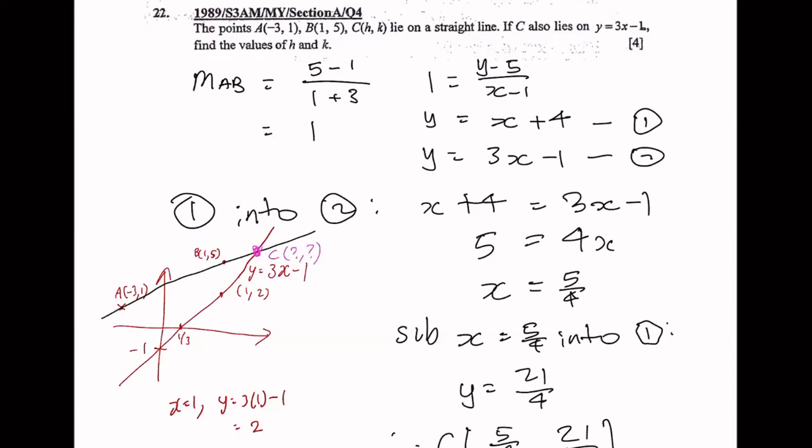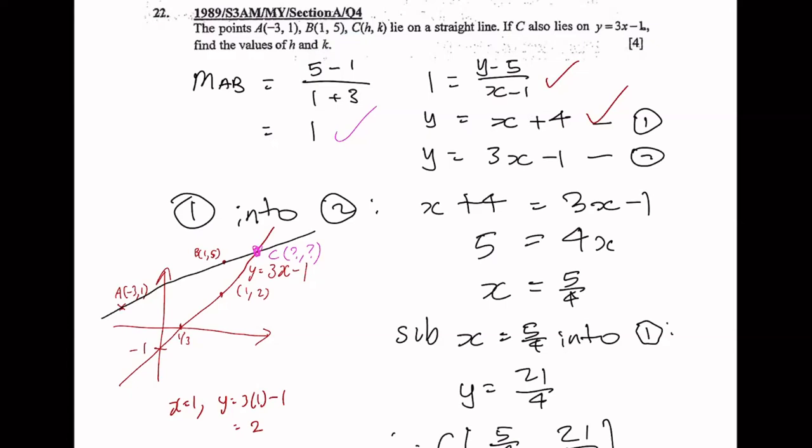Then let's see what you did. You found the gradient of AB. So 5 minus 1 over 1 minus negative 3, which is 1 plus 3. You get 4 over 4. That's okay. Then you have gradient 1, and sub in a point. Use the point slope formula. So y minus 5 over x minus 1, sub in the coordinates of B and the gradient of AB. Okay, cross multiply, you get y minus 5 equal to x minus 1. Then bring the 5 over. Minus 1 plus 5 gives you plus 4. Okay, good. Then that's equation 1.